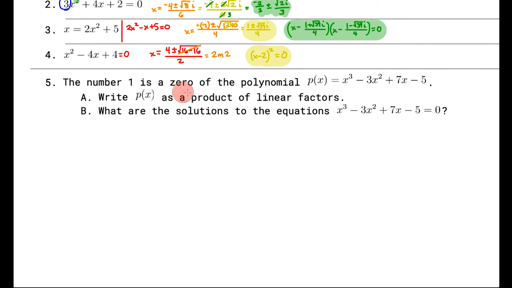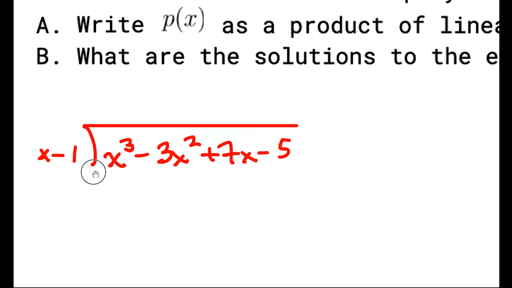Okay, this next one, it says number 1. The number 1 is a 0 of the polynomial of all that. Write p of x as a product of linear factors. So since we know that 1 is one of the solutions, we can actually do long division and divide this by x minus 1. So that's what I'm going to do really quick. So I'm dividing it by x minus 1.